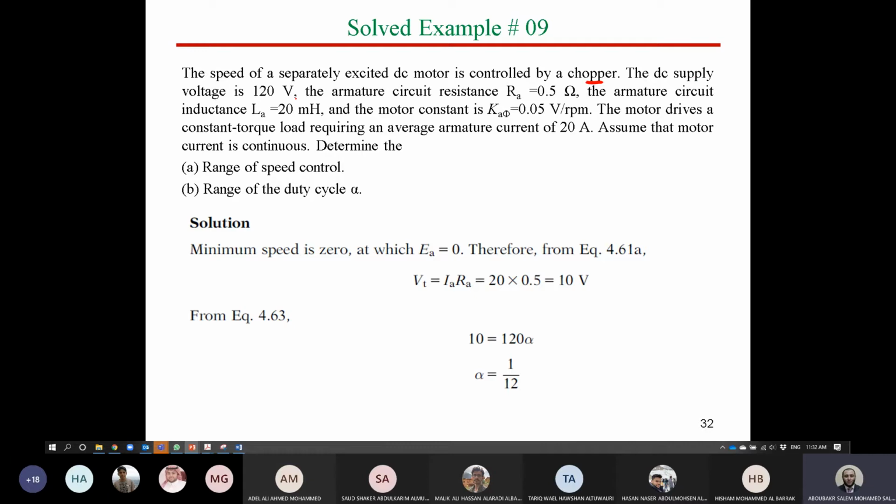What is the output? We don't know. We should control the output in order to achieve a certain speed. So this is now considered as the input supply of the DC chopper. Fine. The value of RA and LA are given. Flux constant or motor constant is given. The motor drives a constant torque load requiring an average current of 20 amps. So this is now the current of the load. Okay. Assume that the motor current is continuous.